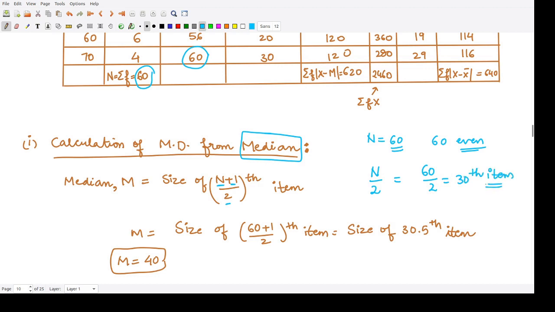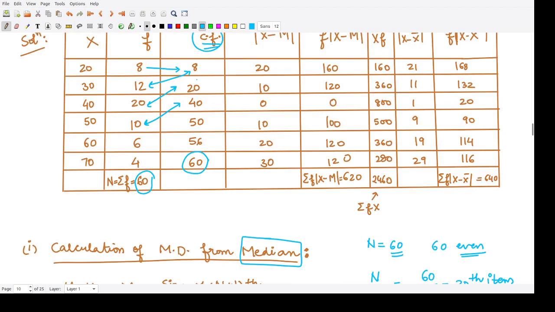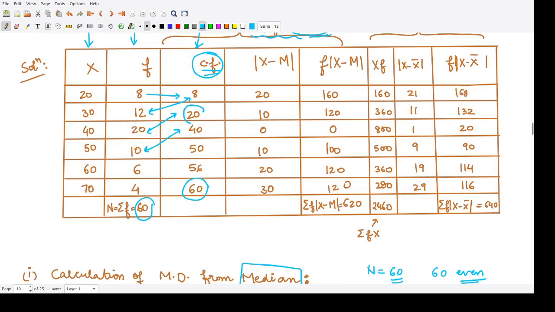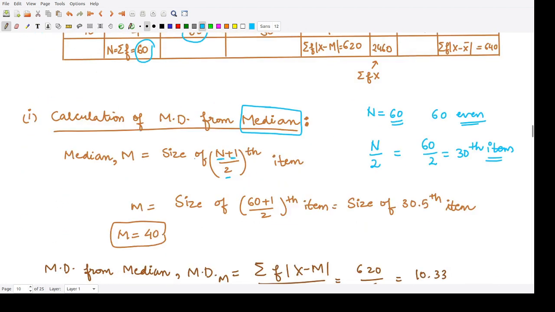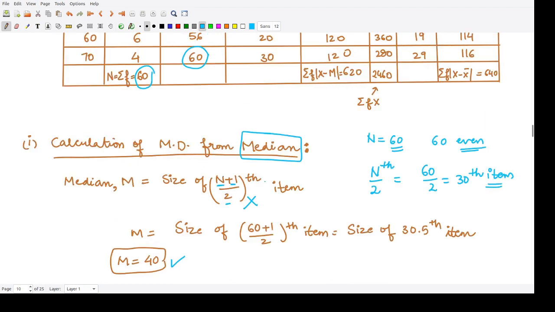So the size of 30th item, what would that be? 30th item would come in the cumulative frequency after this term 20, so it would come here, right? So that means 40 is the corresponding median. So this is the corresponding median. So our median here is this number 40. So we'll use this formula, size of n by 2th item, not this one, right? This is written wrong. So this is the median.